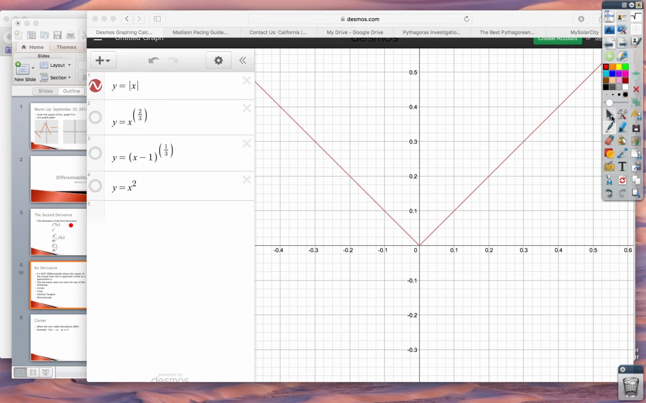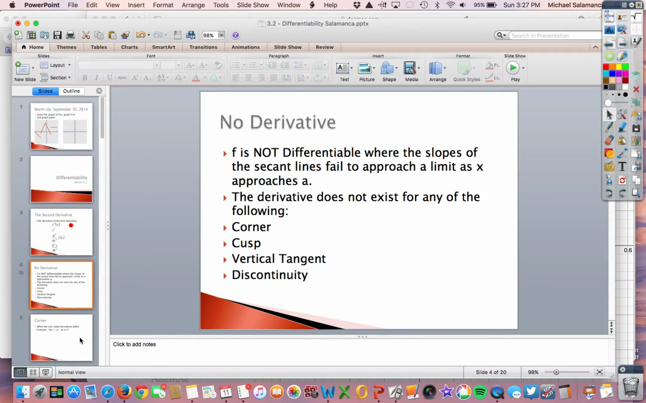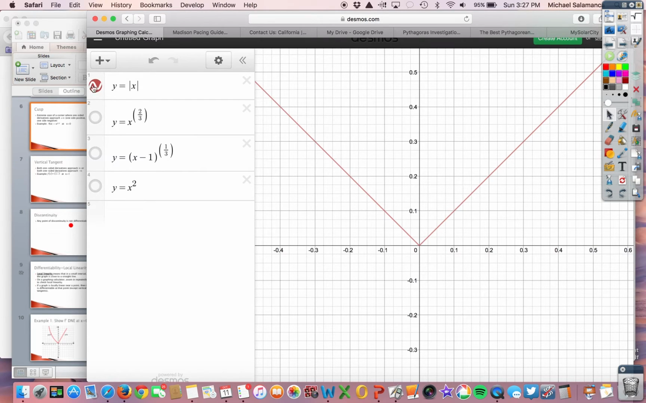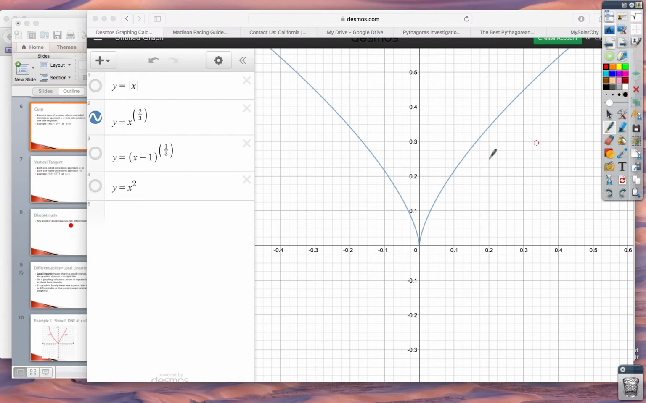The next one that we're going to look at is a cusp. This is an extreme case of a corner where one one-sided derivative approaches positive infinity and one is negative infinity. The easy example for you to look at is f of x equals x to the 2/3 power. If you take a look here, it's curving downwards and then it's curving back upwards. So it's not quite a corner. That's why we call it a cusp. The limits there at x equals 0 are going to be different. Therefore, it's not going to give you a derivative. It's not differentiable.